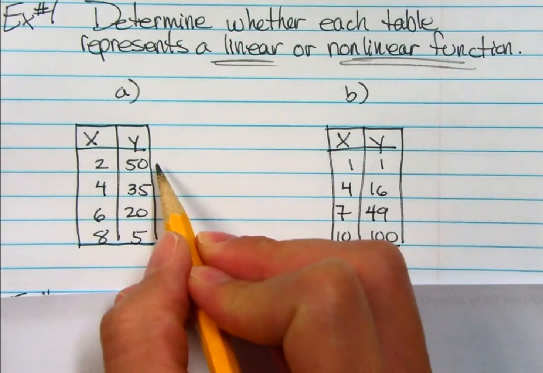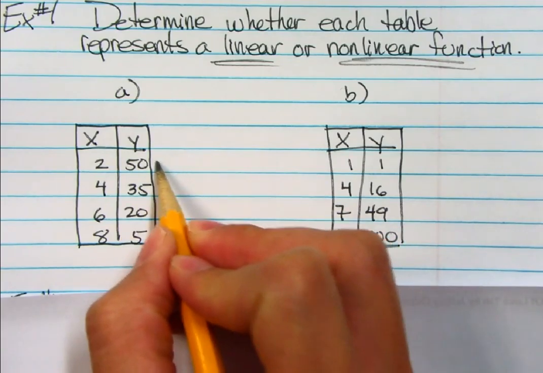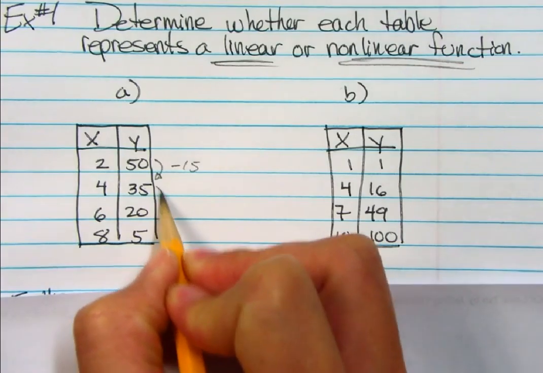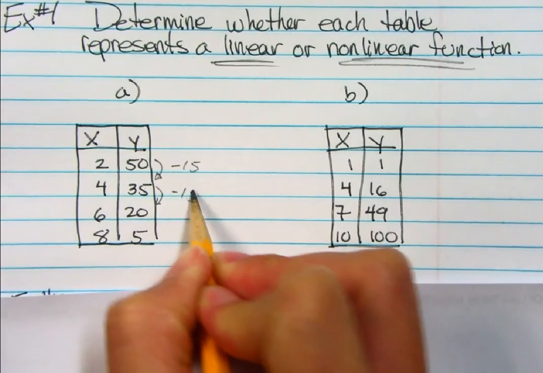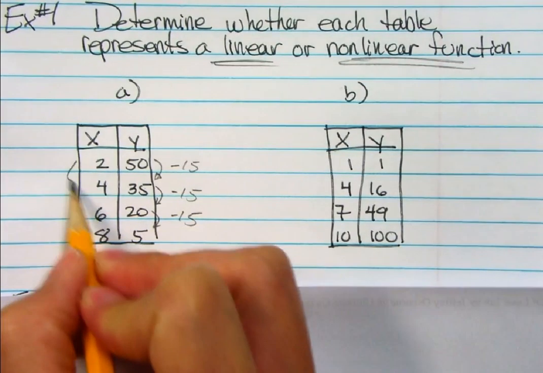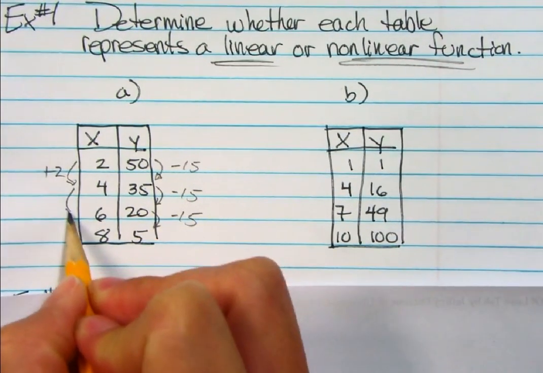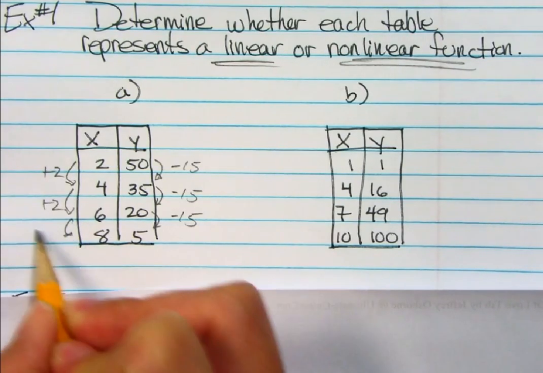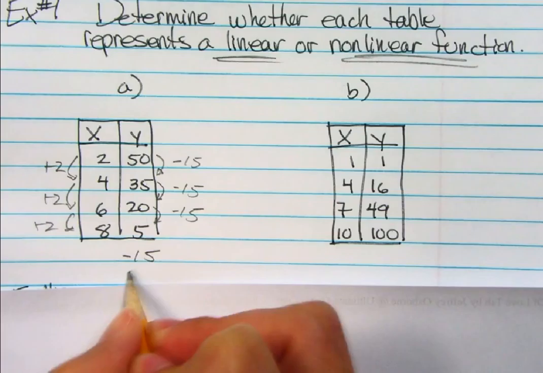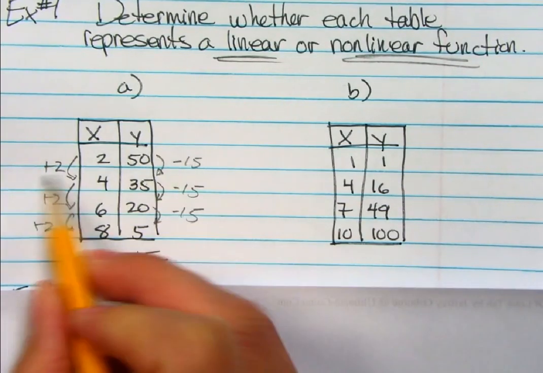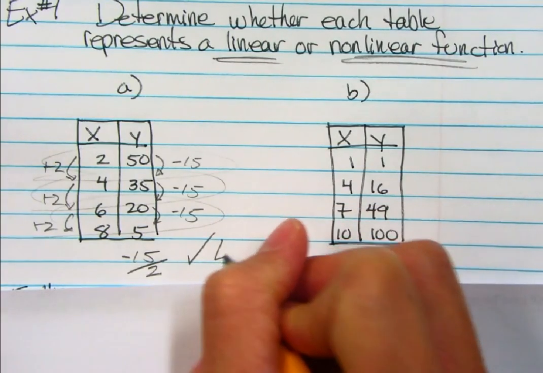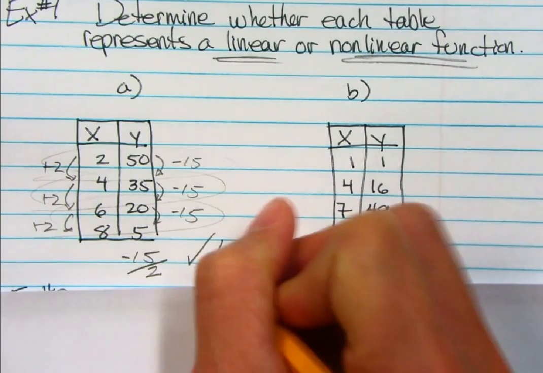So the first thing I do, when I'm given a table, I always try to find the pattern. So this first one, from 50 to 35, it dropped by 15. From 35 to 20, it dropped another 15. And from 20 to 5, it dropped another 15. On this side, it looks like it increased by 2. Increased by 2 and increased by 2. So I can find my rate of change is negative 15 over 2. And it continues to be the same each time. So check. This would be considered a linear function.